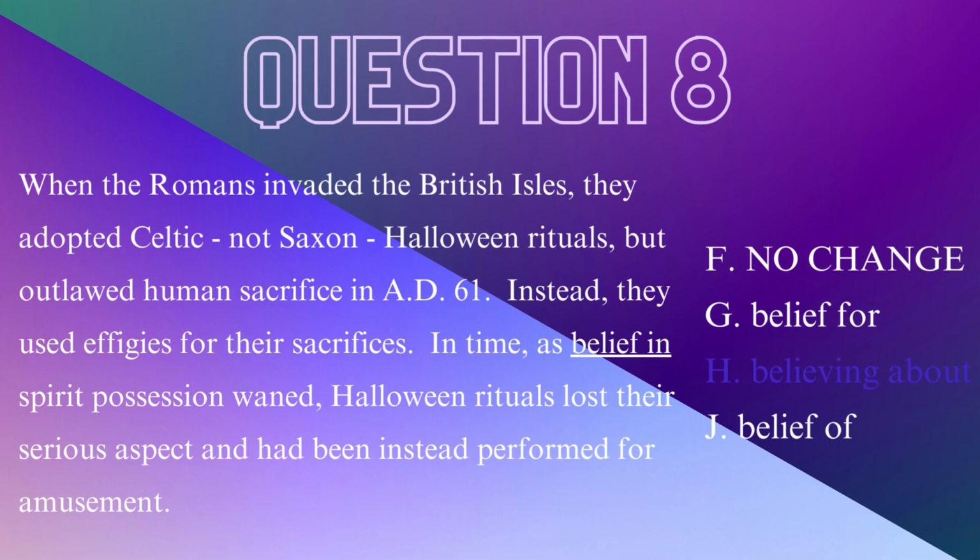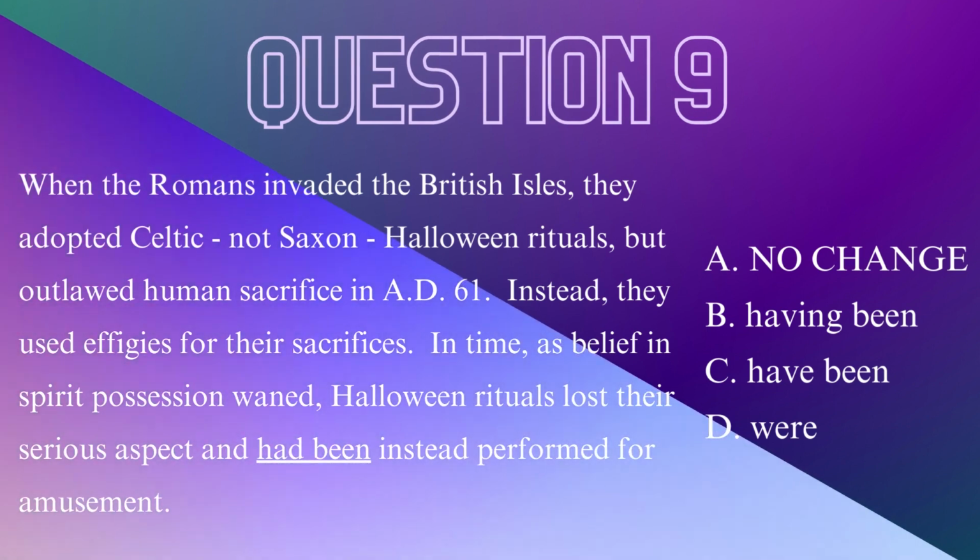How do they differ? Choice G, belief for, has a meaning of being pro or anti, as if you're saying, are you pro spirit possession? No. The meaning here is whether one believes something exists or not. Try putting it in a different context. Did you believe in Santa Claus or the Tooth Fairy when you were a child? You wouldn't ask if someone believed of, you would ask if they believed in. Therefore, F, no change, is the correct answer.